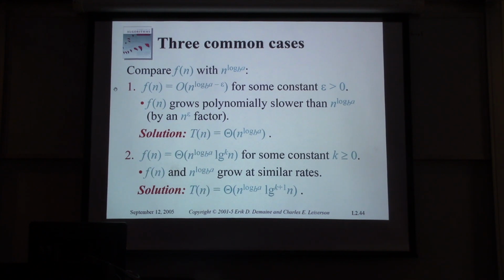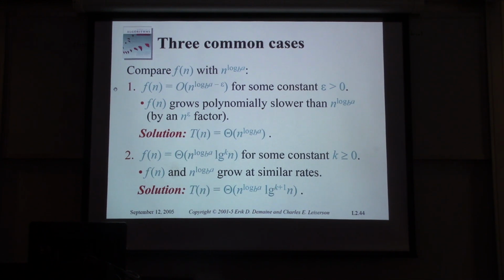So what we're saying is that if we can find that this is true, then these are growing at similar rates, proportional rates. Therefore, the solution, we're done. Analysis is finished. T of n for the algorithm is theta of n to the log b of a times lg of n to 1 higher power than k.